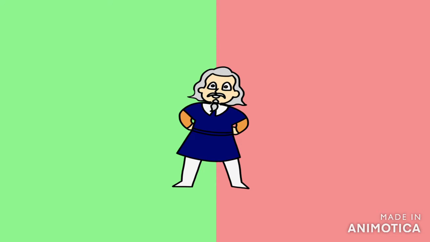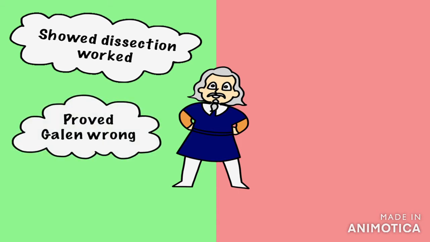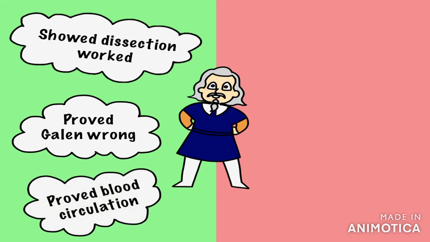Impact of William Harvey. Big impact. He added to the voice, arguing for more dissection and experimentation, showing it worked. He proved Galen wrong on blood anatomy, encouraging further challenges. He proved blood circulation, which was vital to the later improvements in surgery and blood transfusions.